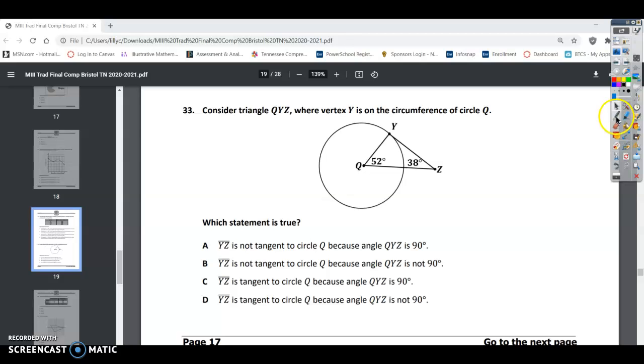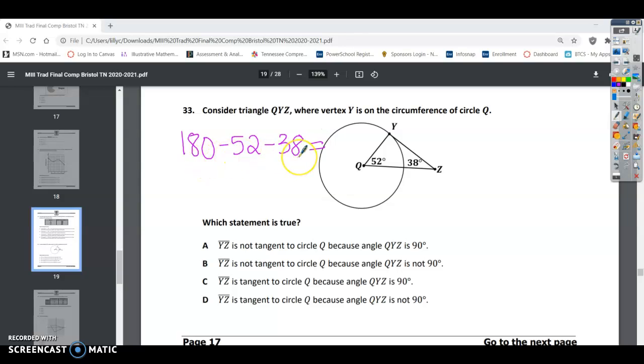All right, so what do we know about tangent lines? We know tangent lines create a 90-degree angle here. All right, so how do we know if this is a 90-degree angle? Well, we know that every triangle has 180 degrees. So if we do 180 degrees minus 52 minus 38, what do we get?